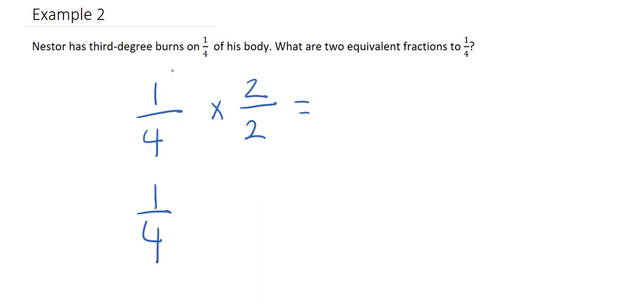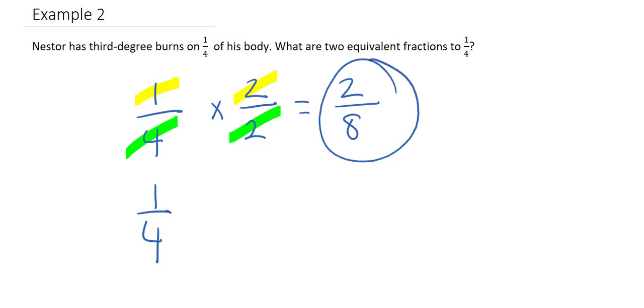So 1 times 2. If we multiply what's on the top, and you multiply what's on the bottom, what do we get? 1 times 2, that's 2. 4 times 2, that's 8. So that's an equivalent fraction. But we need to find 2 equivalent fractions.